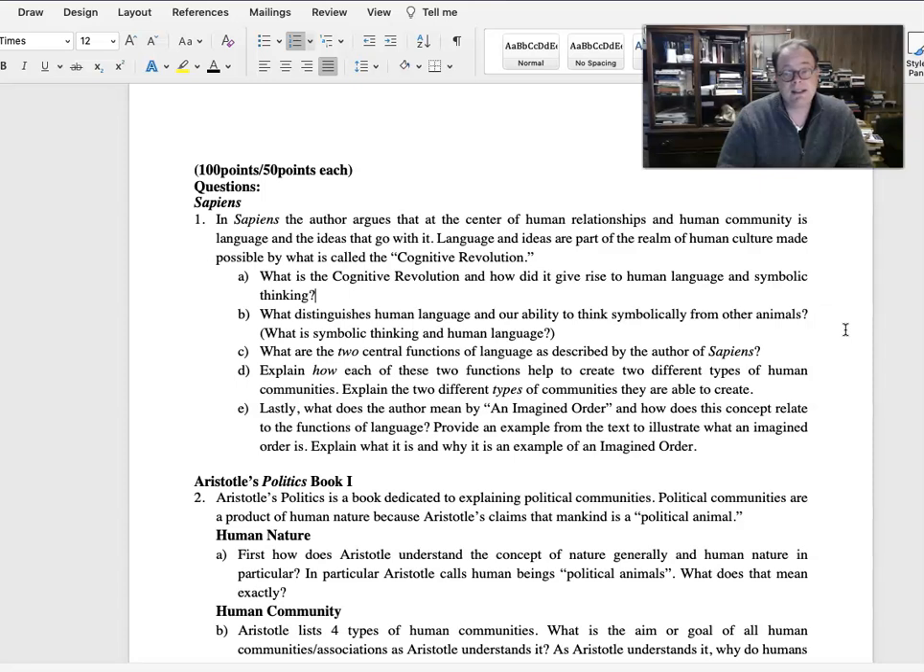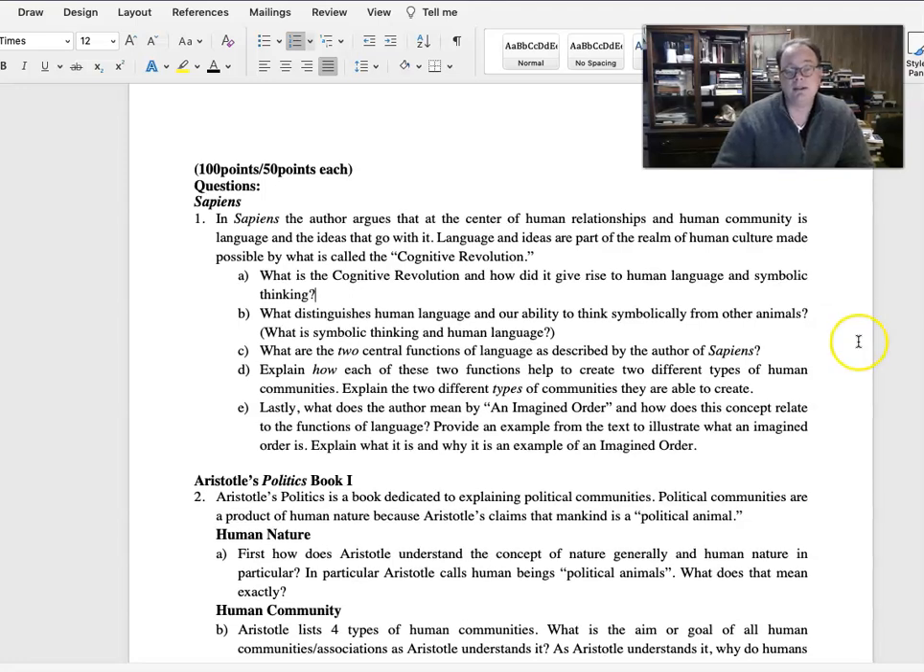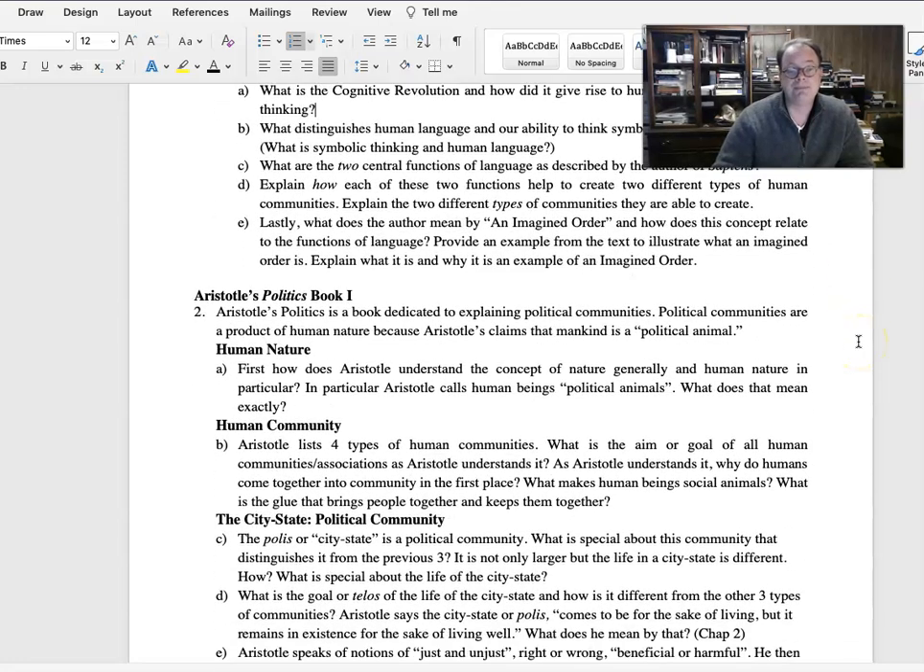So the text gives numerous examples. He spends more time with some than others, so that's something you might want to consider. But he gives examples of what an imagined order is: a certain order that comes into existence as a result of language and its specific functions. And I don't want to say anything else tonight, otherwise I'll be giving some of the answer away.